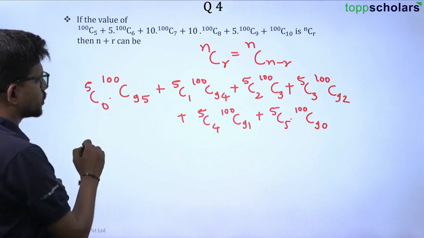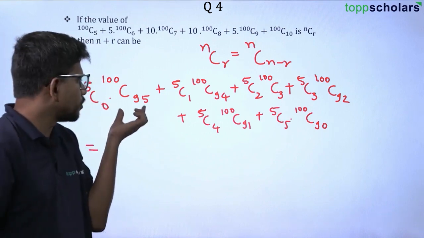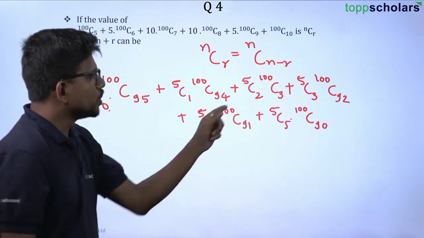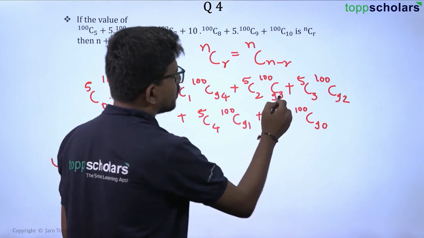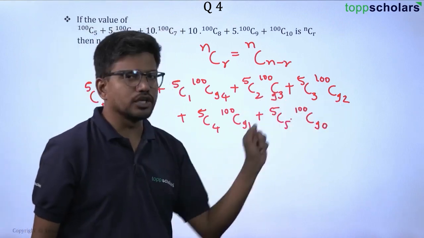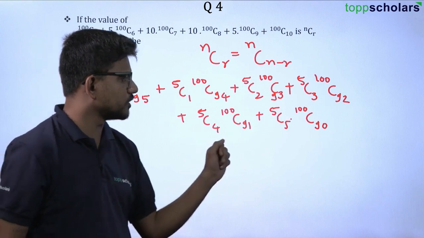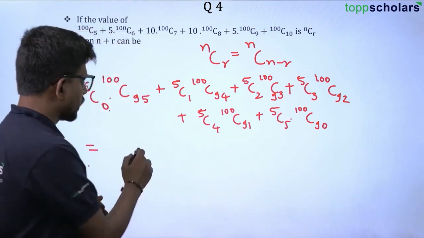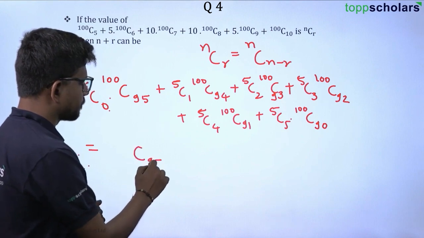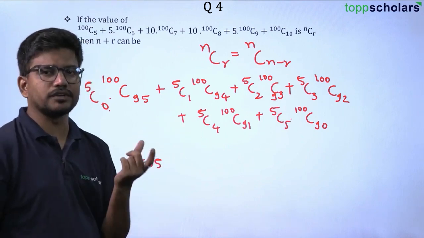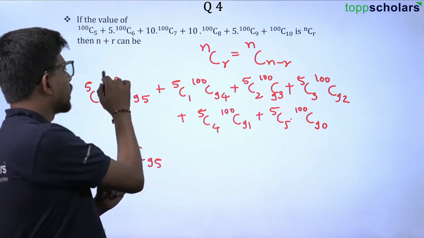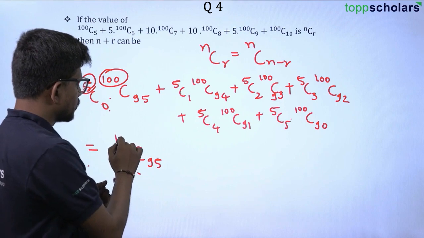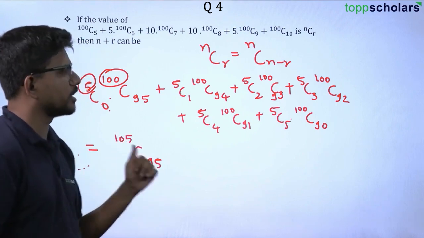Now let us just check out the value at the bottom. 95 plus 0 is 95, 94 plus 1 is 95, 2 plus 93 is 95, 3 plus 92 is 95, 4 plus 91 is 95, 5 plus 90 is 95. The values of the bases are all equal. So I can write this as C95 because the values of the bases after addition are all equal. Then you can write down the top values in addition as well, which comes out to be 105. So the answer to the question is 105C95.